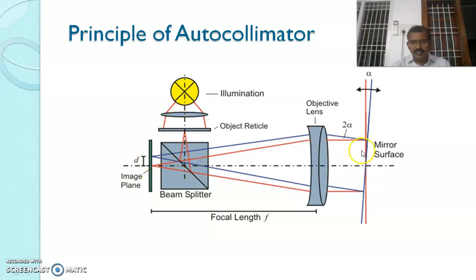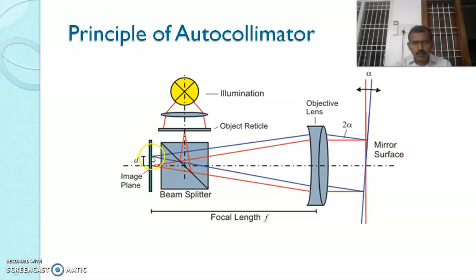Then see this case, where the reflector is inclined. The same rays go to the object reticle, are reflected at the beam splitter, and pass through the objective lens, made parallel, shown in red. When it touches the blue surface, which is tilted by an angle alpha, it is reflected by an angle 2 alpha, shown in blue. It reaches the collimating objective lens, passes through the beam splitter, and is reflected.